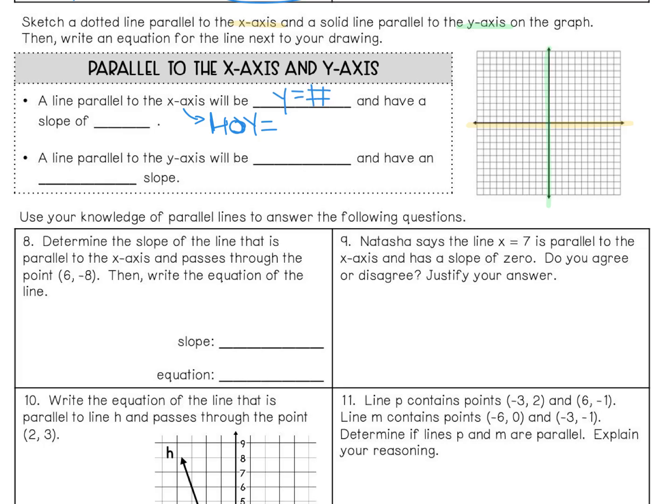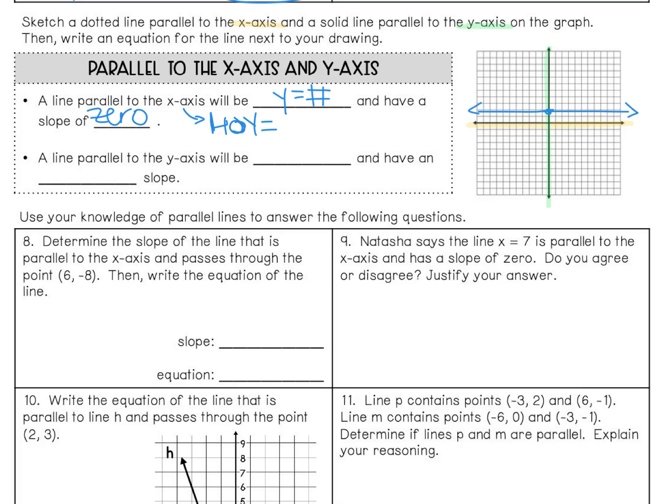And have a slope. What do we know about HOYs? Slope of 0. All right, so someone give me an equation. What can we graph that's parallel? Y equals what? Y equals 2. Okay, so we're going to find where y is 2. Is that parallel to our x-axis?